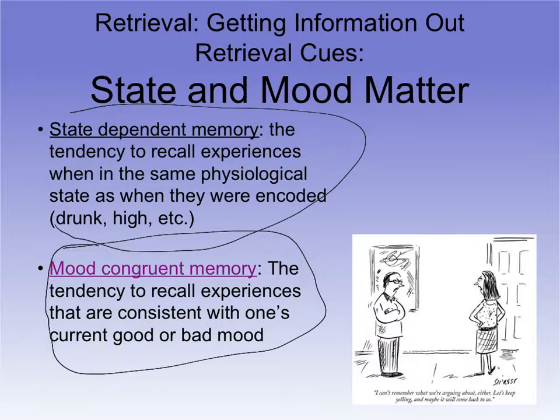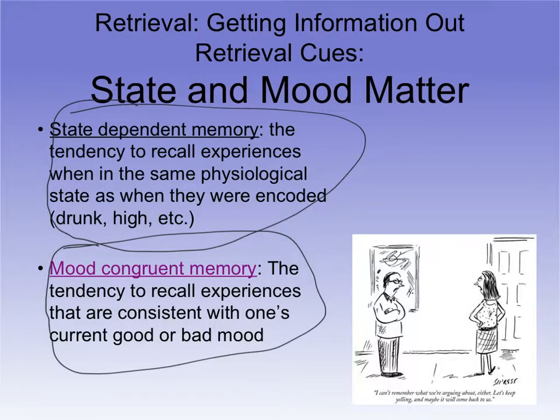State-dependent memory. When we talk about state, we're not talking about New York, New Jersey. We're talking about the physiological state. Are we sober? Are we drunk right now? Are we high on one substance or another? It could be a drug like marijuana, or it could be a drug like caffeine. There's a tendency to recall experiences when in the same physiological state as when they were encoded.